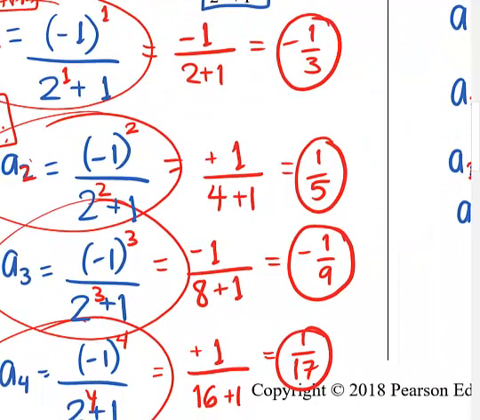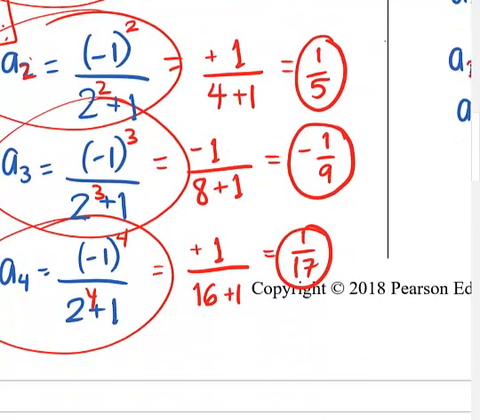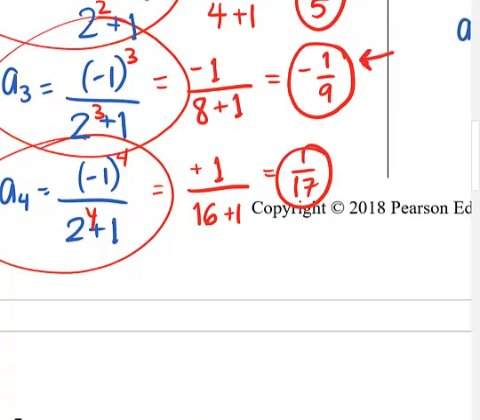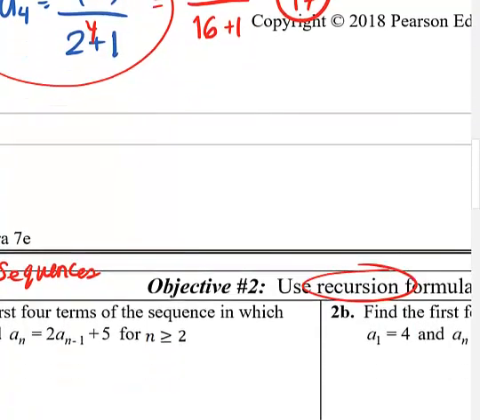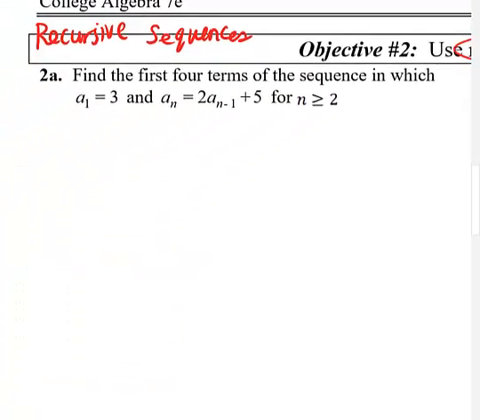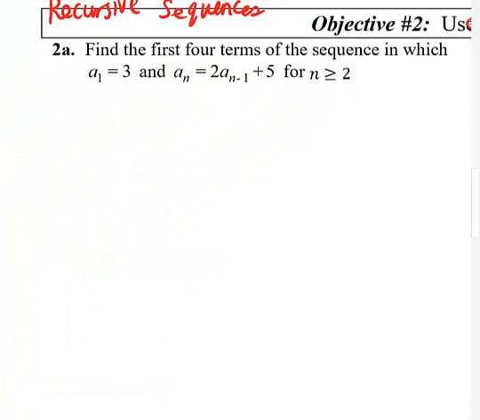You know what I mean? I didn't really need to know the first term was negative 1/3 in order to find out that the second term was 1/5. And I didn't need to know either of those terms to find out that the third term was negative 1/9, and so on and so forth. So those ones, each term is not dependent on the previous terms, but with recursive sequences they are. Pretty much to find any term of the sequence, you take the previous one and do something to it.